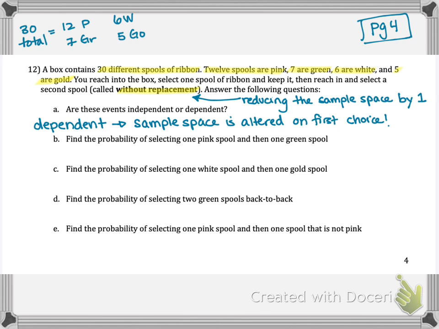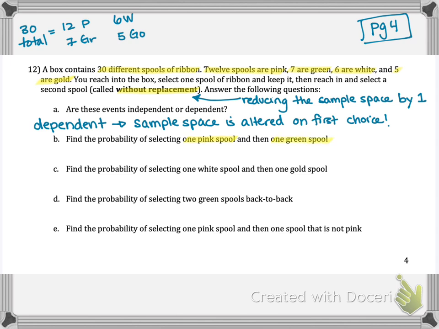So what does that really mean for us? First, that means that we are going to reduce our denominators by 1 each time. Second, that means we have to be careful and look at our numerators carefully to see what we have to reduce by. Okay, so we want to read our first scenario and figure out what the two colors are and how this is impacting the dependent scenario. So first it says find the probability of selecting 1 pink and then 1 green spool.